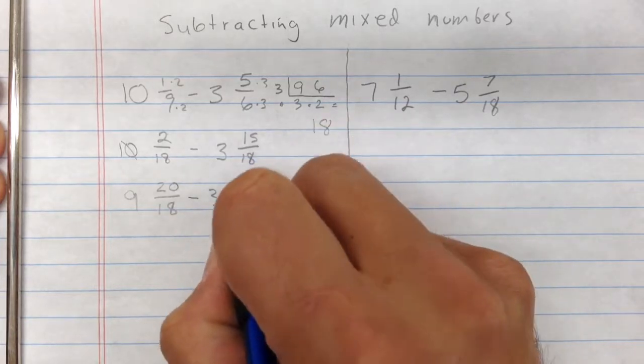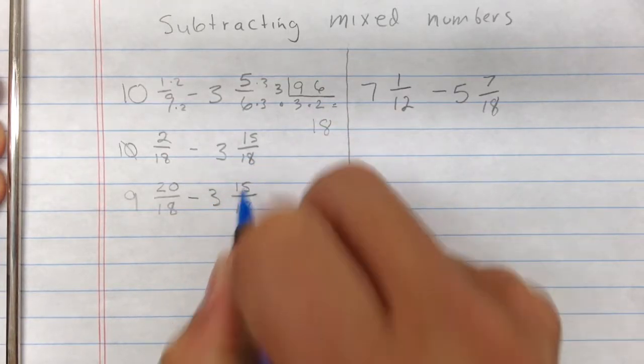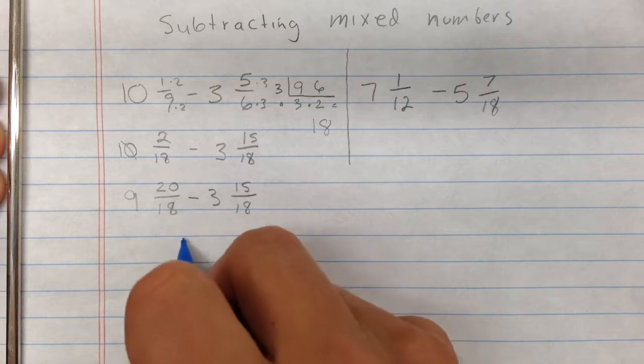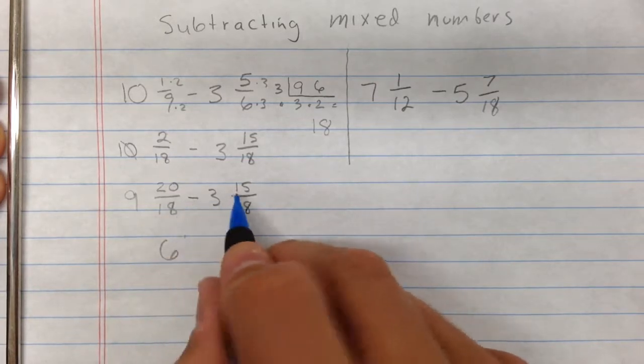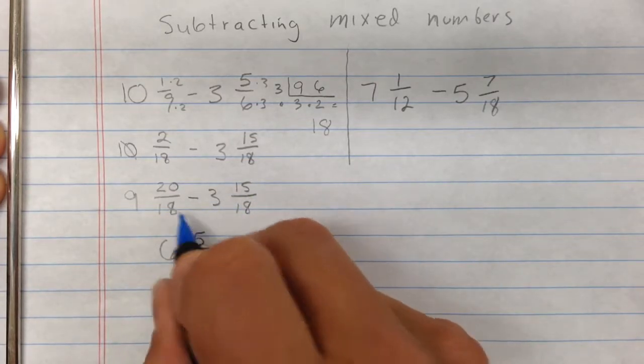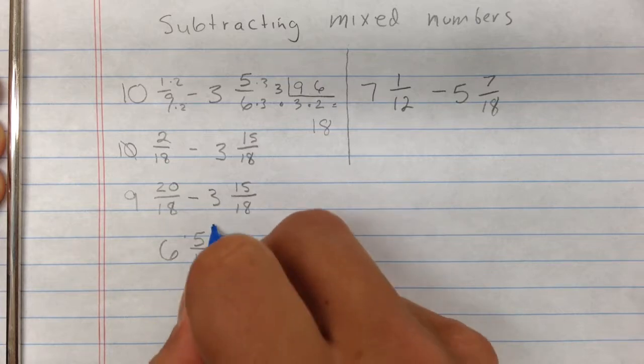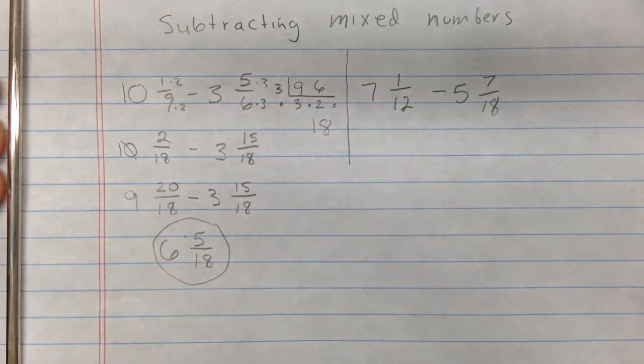Then that leaves the other one the same as 15 18ths. Now I can do 9 minus 3 is 6, 20 minus 15 is 5, and 18 stays the same. And there's my final answer for that one. Let's try this one over here.